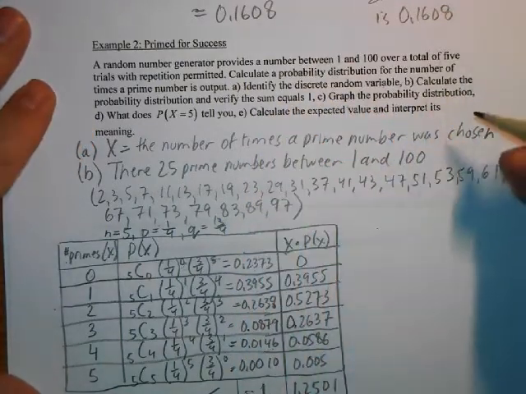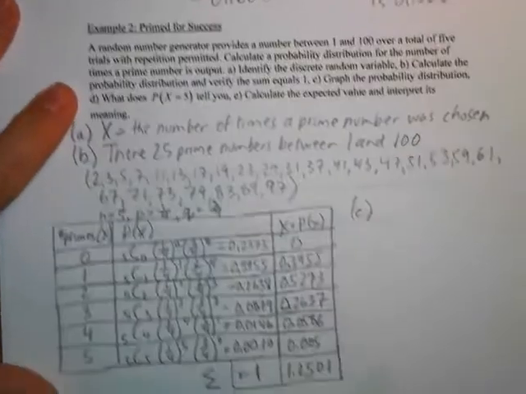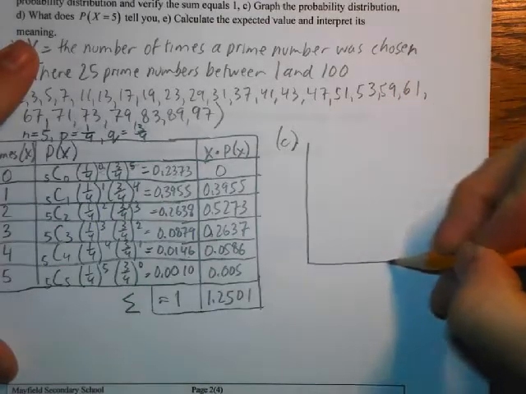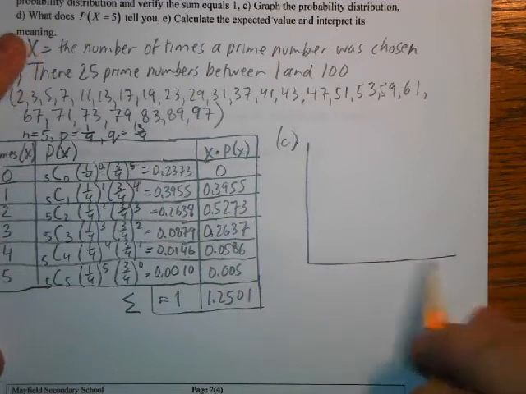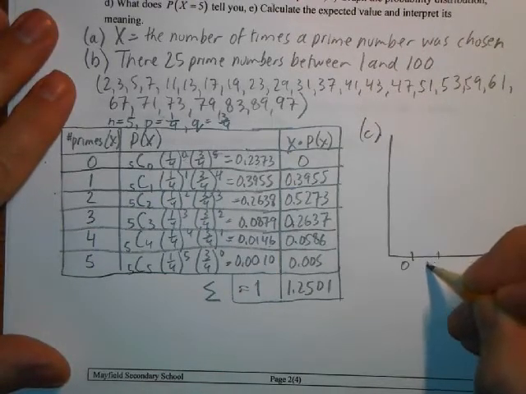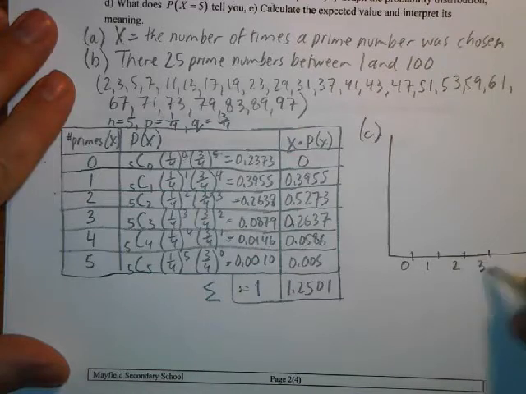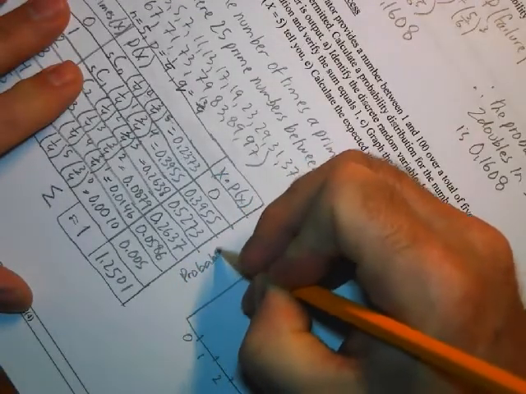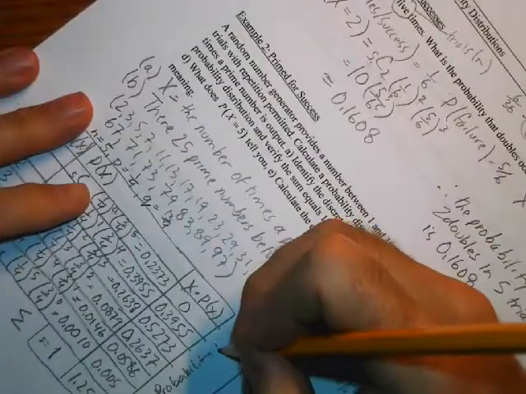Graph the probability distribution. So I'm going to do that here. So we did do this already in lesson 1, so it should be no brand new thing here. On the bottom, we put all the possible outcomes, which is from here. So we need to have 0 through 5. And this is your value of x. And over here we have the probability. Let me write sideways for a second. So that's your p of x.